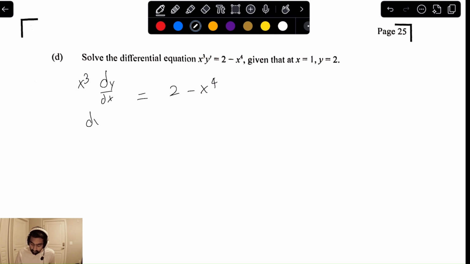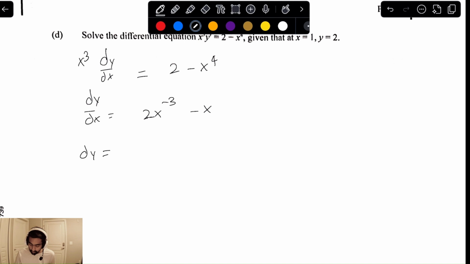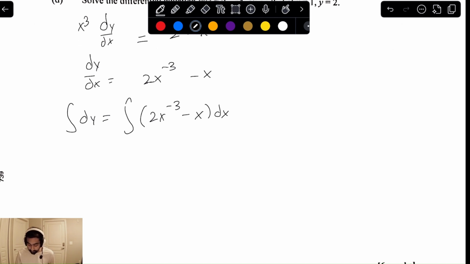Divide everything by x cubed. So dy/dx is equal to 2x to the minus 3 minus x, or dy is equal to (2x to the minus 3 minus x) dx. And then I'm going to integrate both sides. So on this side I just get y is equal to, now I have to add 1 to the power and divide, so 2x to the minus 2 over minus 2, minus x squared over 2, plus a constant c.